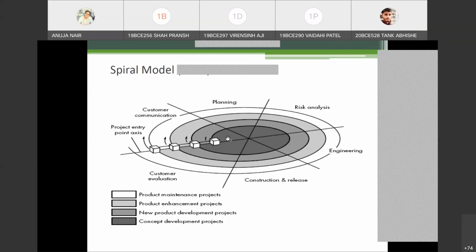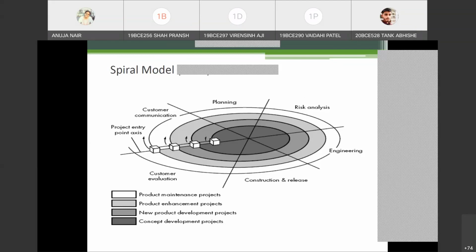Now, what is the one thing which is new to you over here in terms of phases of SDLC? What is the one thing which is new here, which was not there in case of previous models? Yes, so Dhruv is saying risk analysis. Risk analysis was not a part of all other models.